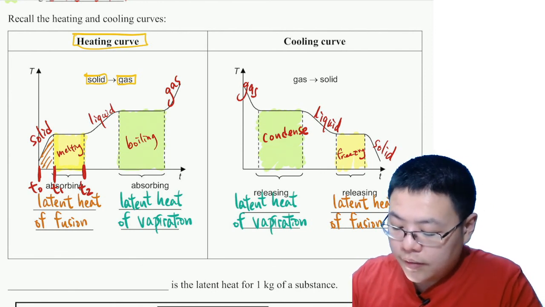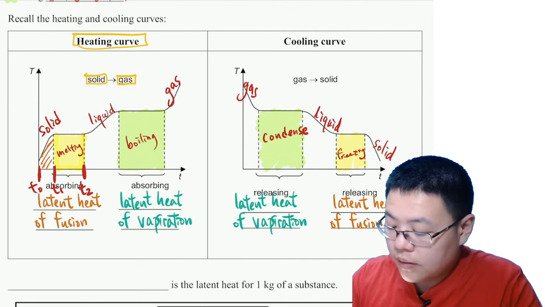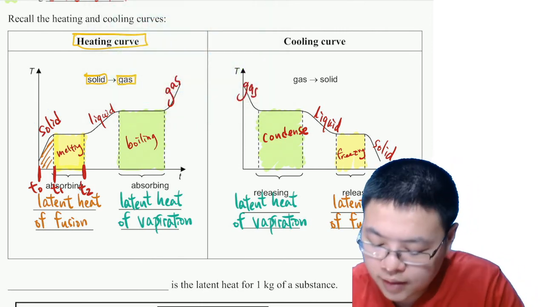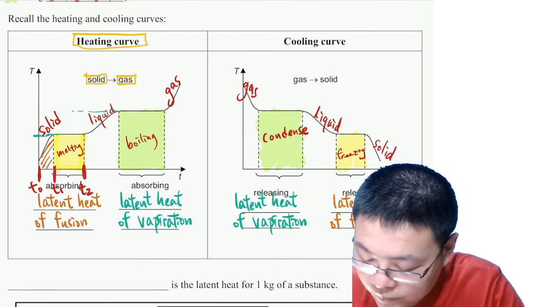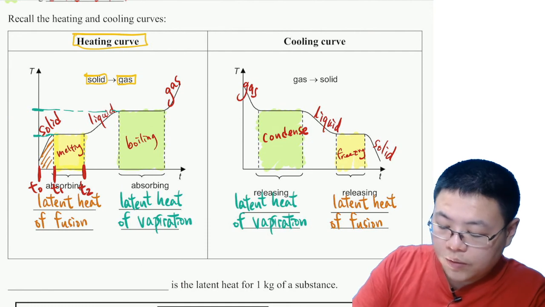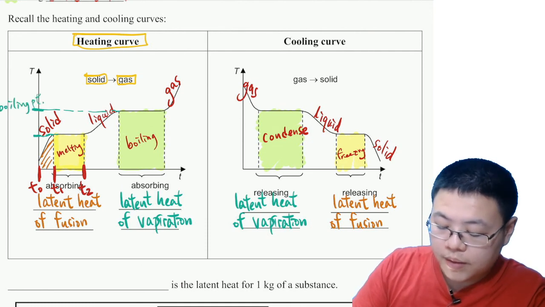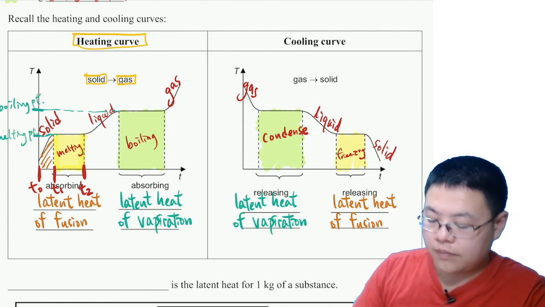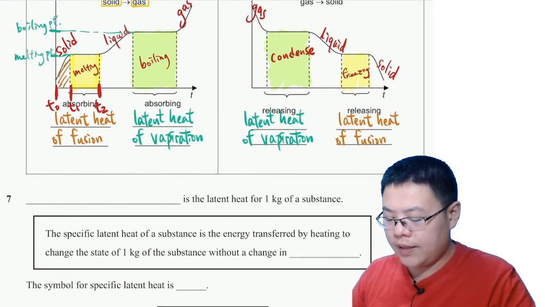And if we have a look at this level, actually this is the boiling point. This is the melting point. That is how we understand this type of graph, okay?